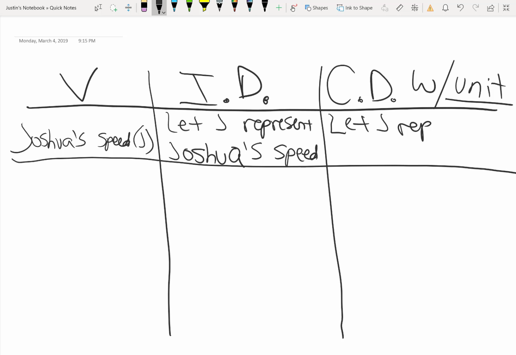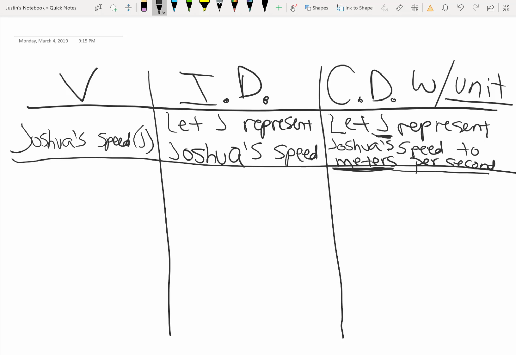Now we're going to add the units in there. So let J represent Joshua's speed to meters per second. And that's how we're letting the variable J represent our unit, and it's meters and then per second. All right, I'm going to do one more, and before I let you go over the rest.